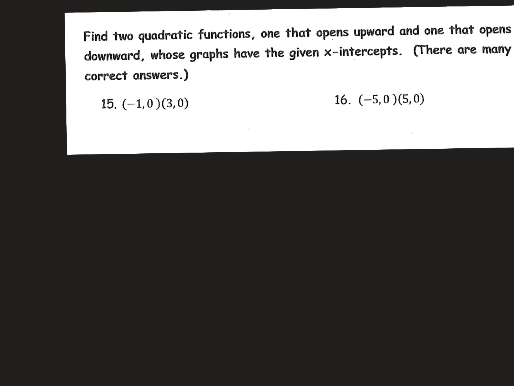So if I look at, let's just do 15 together. I'm going to draw a quick little picture with 15. The only thing I'm going to draw are the intercepts. I have an intercept here at (-1, 0), and then I have one at (3, 0), right? You guys agree with me? All right, so you could draw 2 parabolas through these points, a positive one and a negative one.